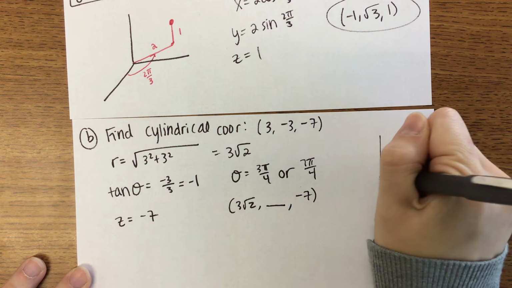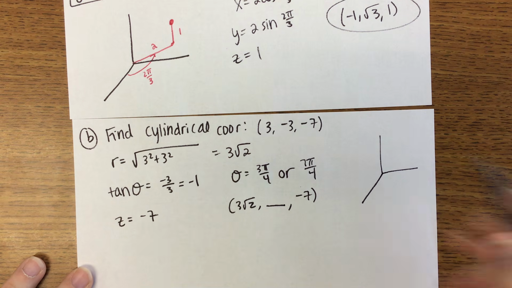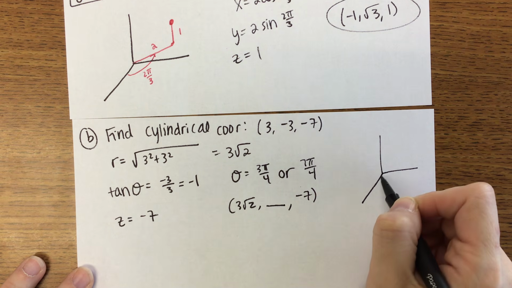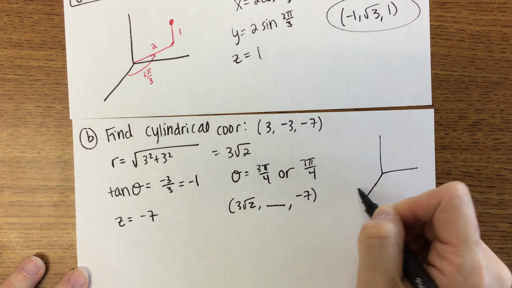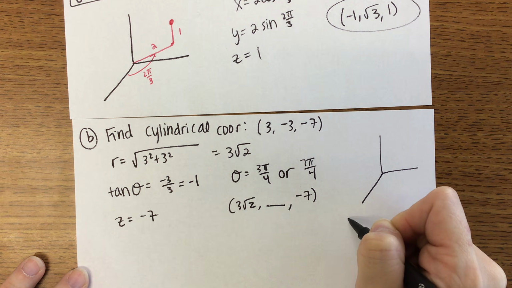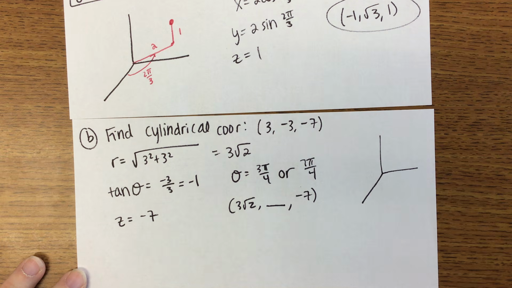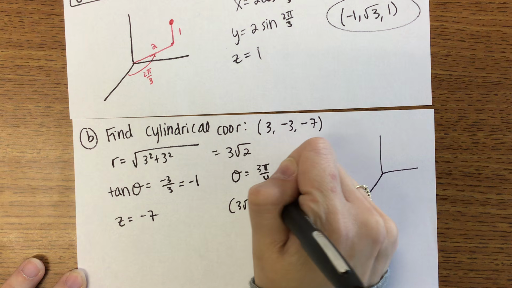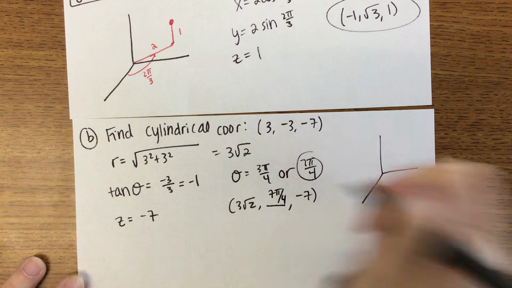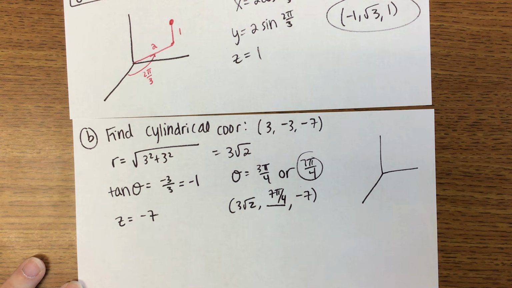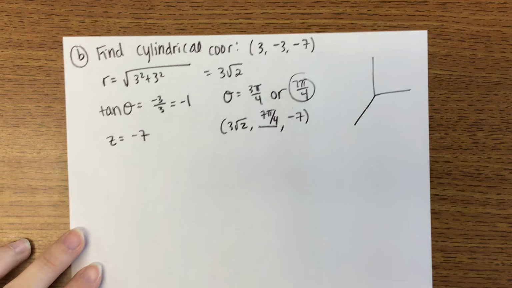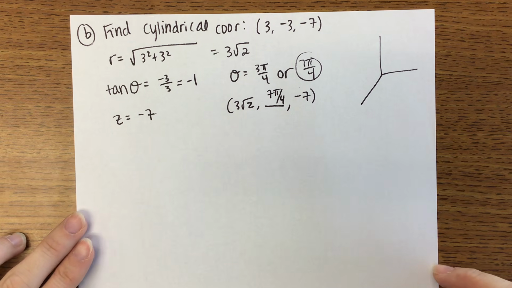Okay, well, consider your figure, or this point. I would go positive 3, negative 3, negative 7. So is my theta 3 pi over 4 or 7 pi over 4? 7 pi over 4. Do you all see why? Yeah, we're okay with that? Okay. Do we feel comfortable converting?